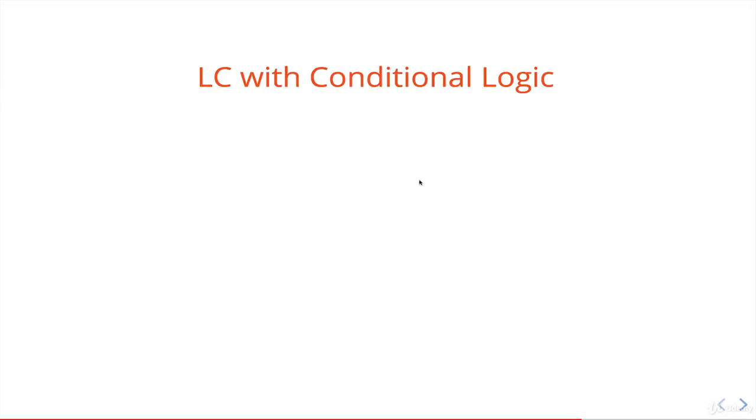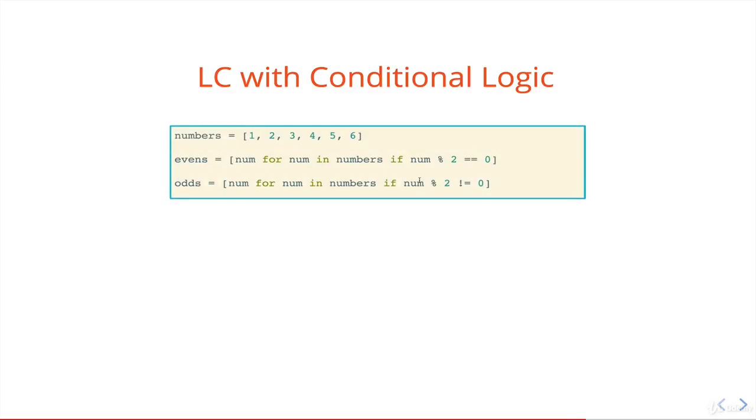Before we practice with list comprehension, let's see one more thing that it can do, which is quite powerful. We can actually add conditional logic to our list comprehension using keywords that we've seen before, like if and else. In our first example here, we have a list of numbers from 1 to 6.